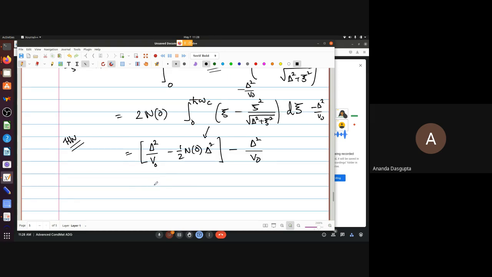But this actually ultimately gives you a rather interesting result. It tells you that the energy difference between the superconducting and the normal state at the ground state, that is at absolute zero of temperature, is actually given by minus half n0 delta square. It is given only by the value of delta, and everything else goes away from the calculation. And n0 is the density of states at the Fermi level.